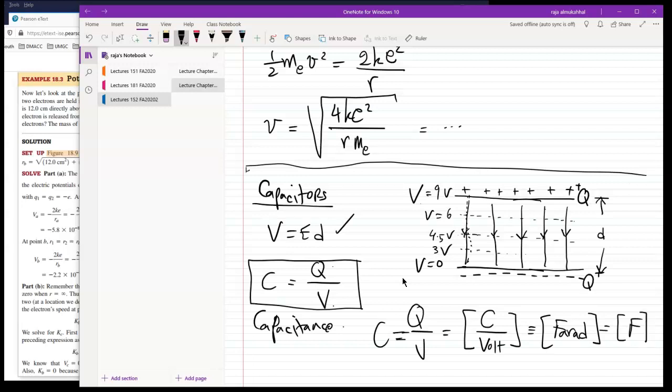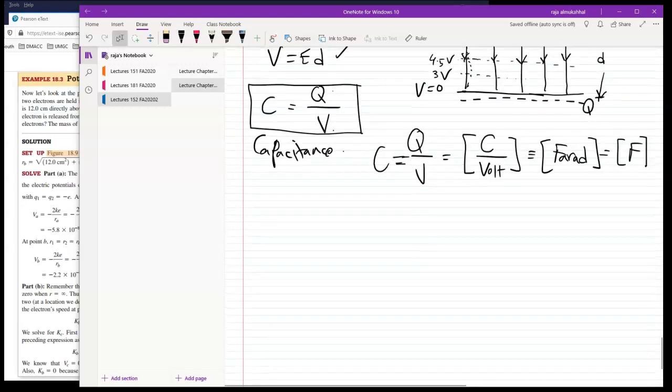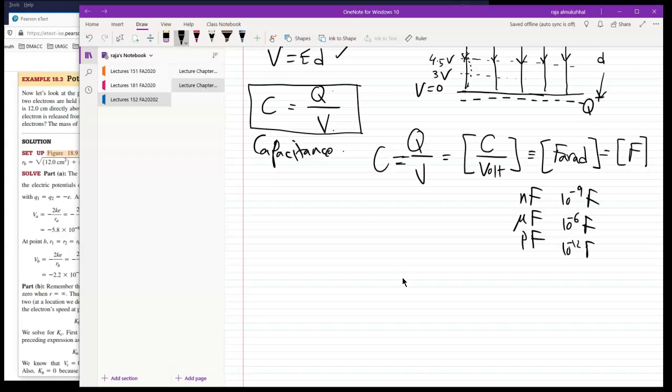Okay, and F, just like the Coulomb, is a very large unit, and most of the time you see it in terms of nanofarad, microfarad, picofarad, and so on. Okay, nano means 10 to the negative 9 farad, micro 10 to the negative 6 farad, and pico 10 to the negative 12 farad. Why? Because the farad, by its own nature, is a very large unit. You know what I mean? Okay. So that is the formula for the capacitance.